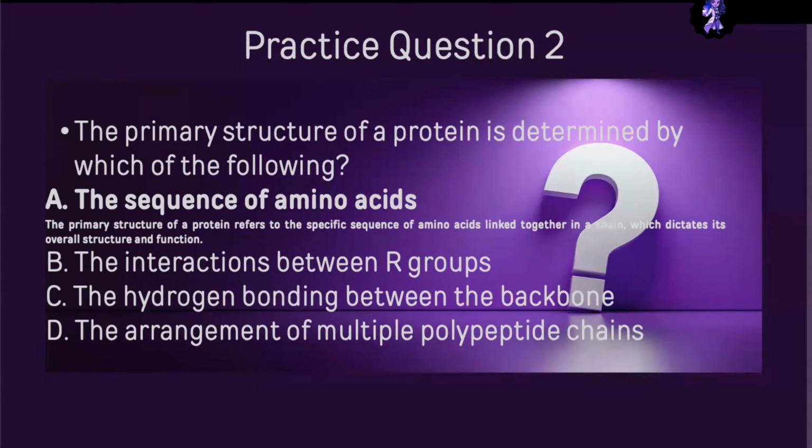And so if you remember, there's primary, secondary, tertiary, and quaternary. And quaternary is known for having multiple polypeptide chains. So quaternary would be letter D. If we're talking about the understanding of the folds, that would be understanding more of the 3D structure, I should say. That would be tertiary. If it's alpha, beta, that's secondary. And if we're talking about a basic sequence, we're talking about primary. So the correct answer in this case is answer choice A.